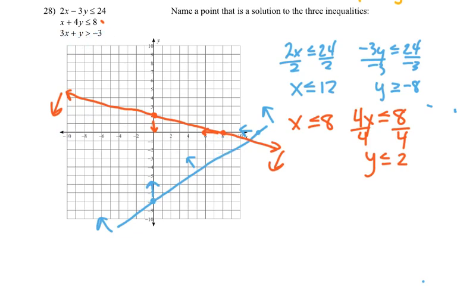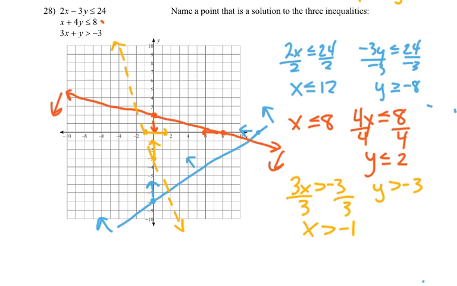So 3x is greater than negative 3, and y is greater than negative 3. So y is greater than negative 3 right here, shading up. Divide by 3, and x is greater than negative 1. So negative 1 greater would be shading this way. It's a dotted one because it's not equal to. So the line is not part of the answer. Okay, but I'd be shading in this direction.